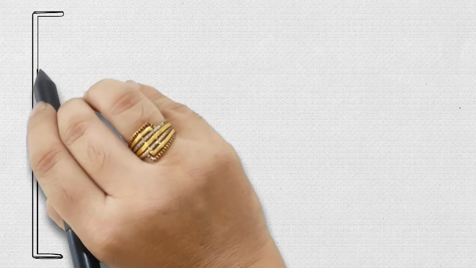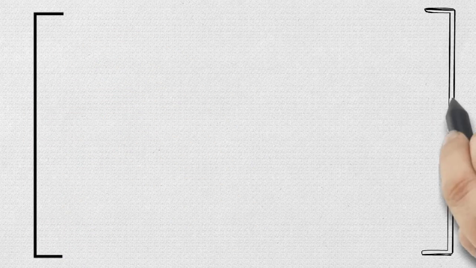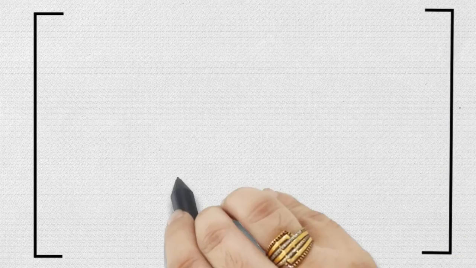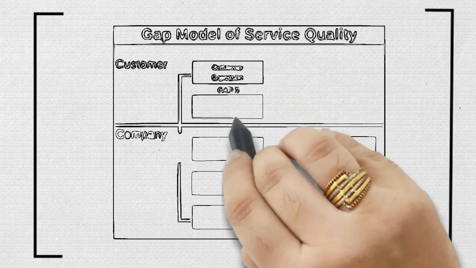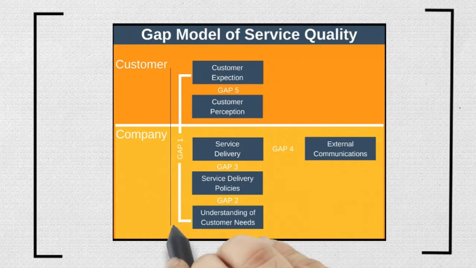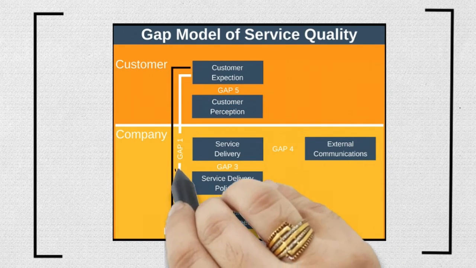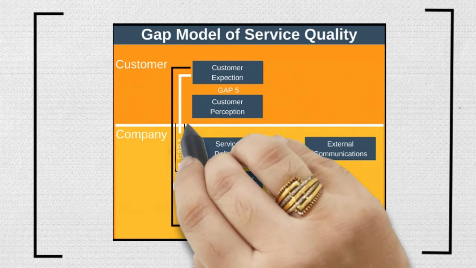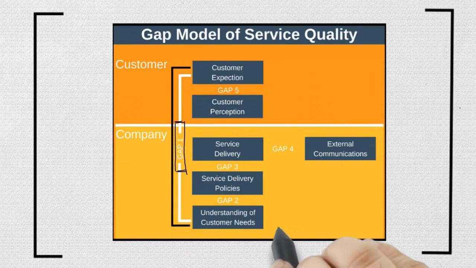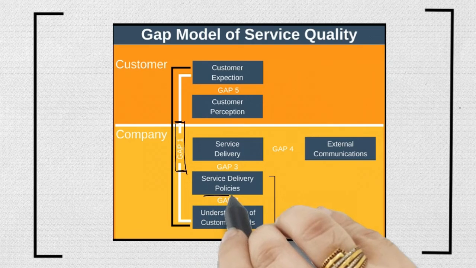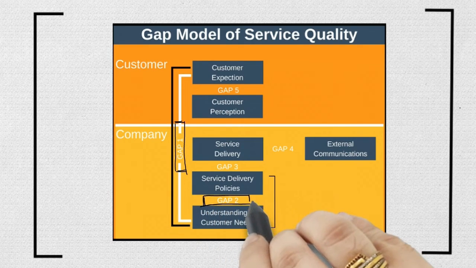This is the gap model of service quality. Here we can see 5 gaps. Gap number 1 is a gap between customer expectation and understanding of customer needs. Gap 2 is a gap between understanding of customer needs and service delivery process.